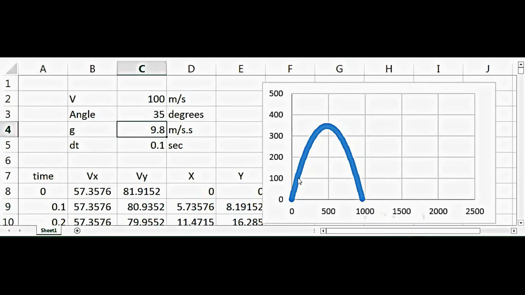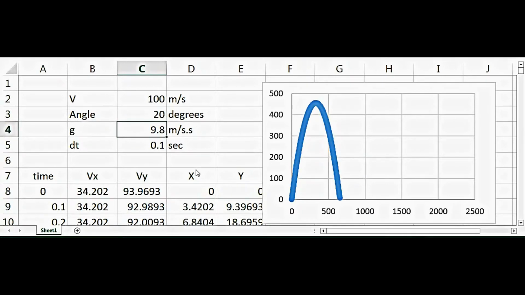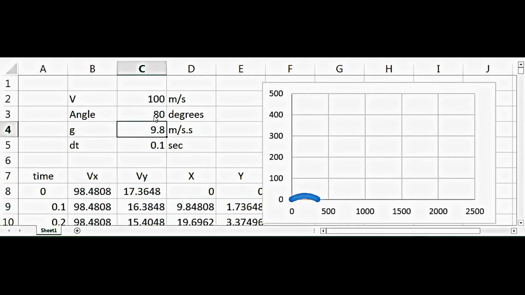So now you can play around with it, saying instead of 35, if I throw it at 20 degrees, then it goes pretty much up. And if I throw it at 80 degrees, then it doesn't go up, but mostly towards the ground. It doesn't take a lot of height.